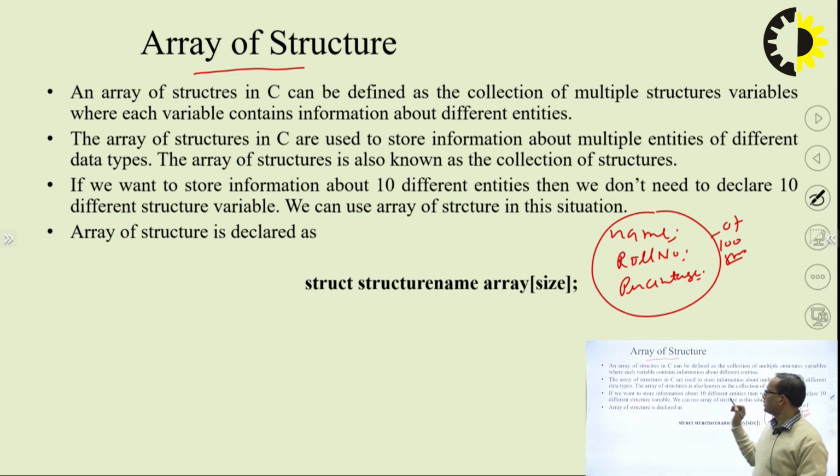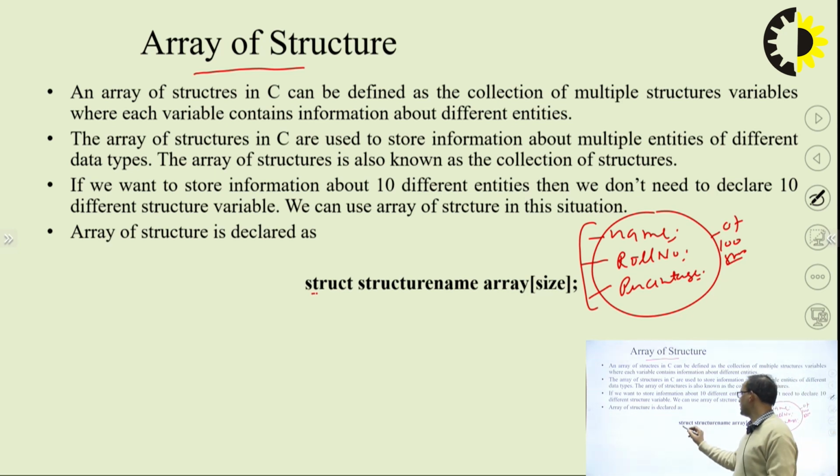Okay, and arrays of structure in C are used to store the information about multiple entities of different data types. It means the name is a character type array, roll number is of integer type, percentage is of float type. So what is the scenario here? Here each structure member has a different data type, and they belong to the structure variables. All the structure variables, all the students about whom we are going to store this information, have these three attributes.